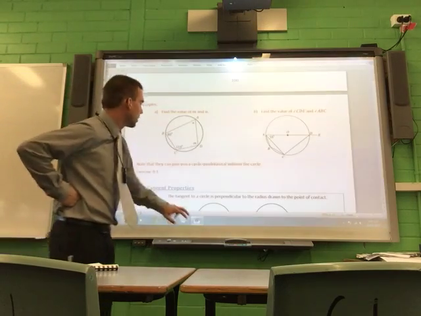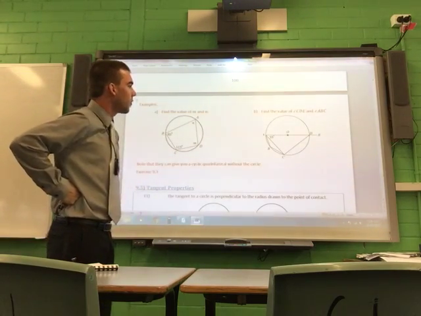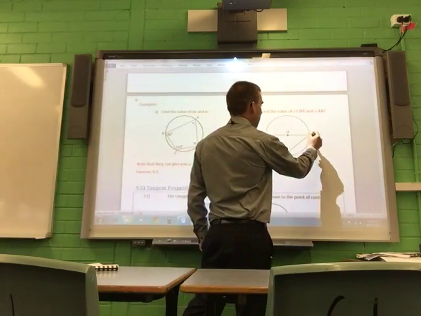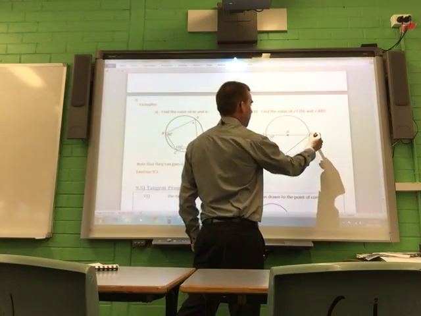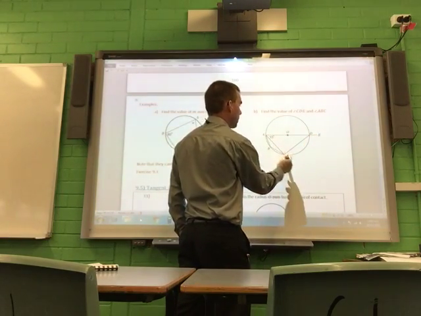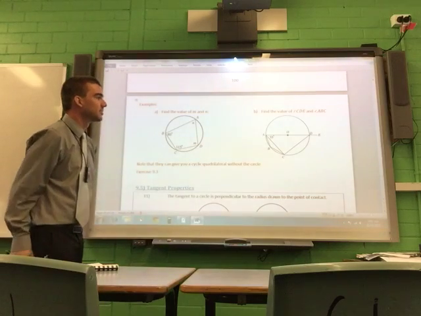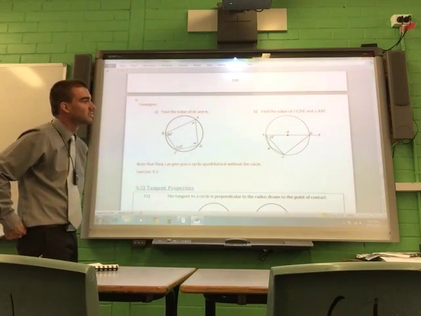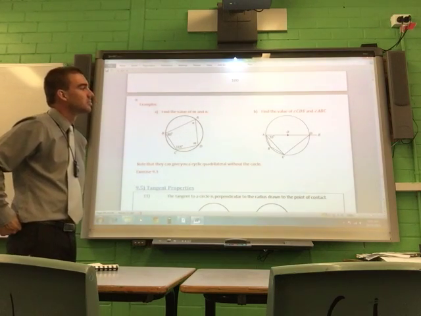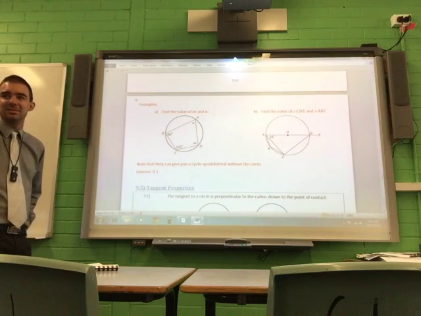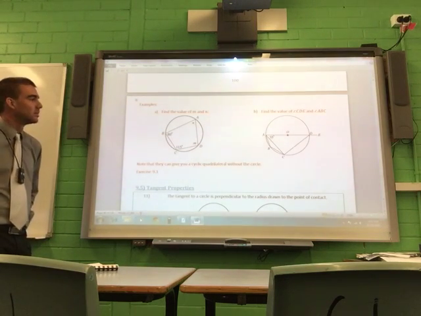Right, so B, we need to find the angle CDE, that angle there, and angle ABC. 125. Good, why? Because the exterior angle of the cyclic quad is equal to the interior opposite angle.